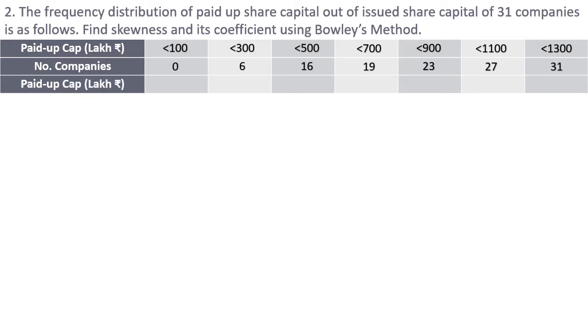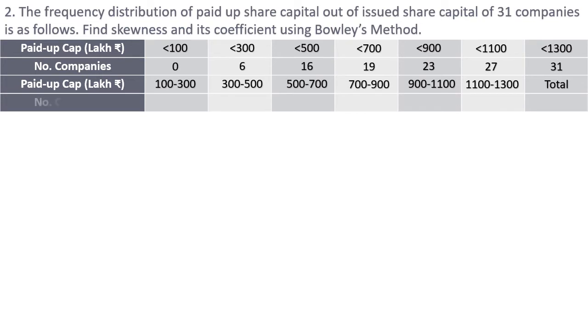You can see that the first two less than values are 100 and 300, so I will create a class using that, 100 to 300. Next are 300 to 500, then 500 to 700, then 700 to 900, then 900 to 1100, 1100 to 1300, and then total. Next, I have to convert the cumulative frequencies into regular frequencies. How can I do this? If I am creating a class out of 100 and 300, I will find the difference of the frequencies of these two values, that is 0 and 6.